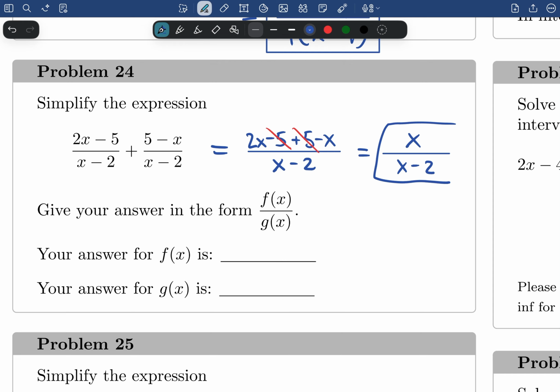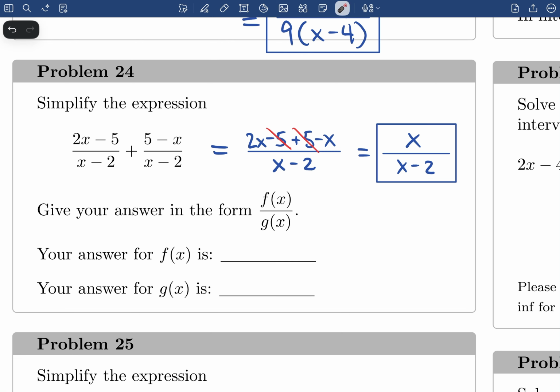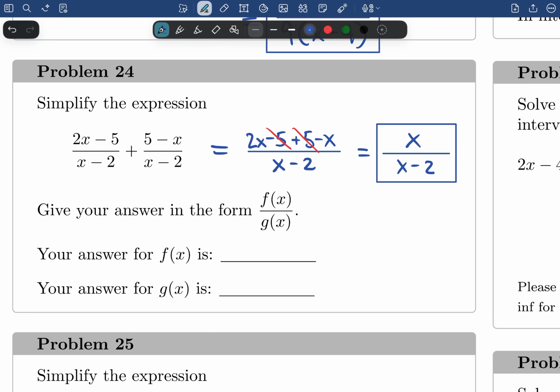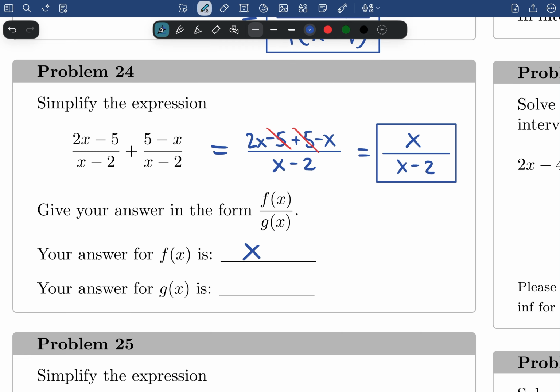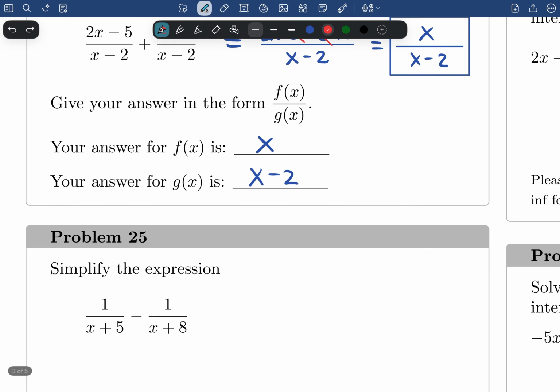This is the result. Now, the way we report our answer in this case is give your answer in the form f of x over g of x, saying what is the stuff on the top? Well, that was x, right? So my answer for the numerator was just x, okay? And then what was the answer for the denominator stuff? Well, that was x minus 2. And definitely do not try to cancel x with x on top and bottom. Do not do that, okay? Wow. Okay, I just saved you.